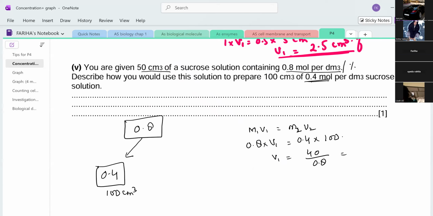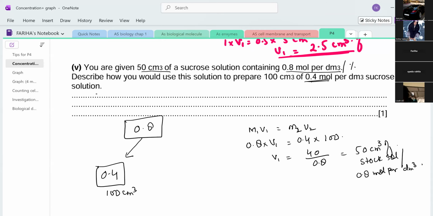50. So what should I write? 50 cubic centimeter of what? Stock solution. Very good. And what is this stock solution? 0.8 mole per dm cube. Okay. So what should the statement be that I write? Yes, Aryan, help me out please. What should I write?